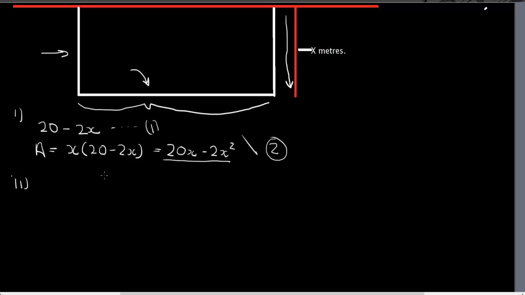Now if we've got A equals 20x minus 2x squared, which we've established there, then we can say dA by dx equals 20 minus 2 times 2 is 4, 4x. We do get a mark for that.